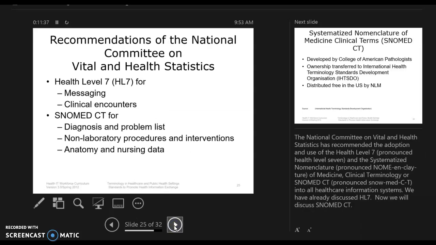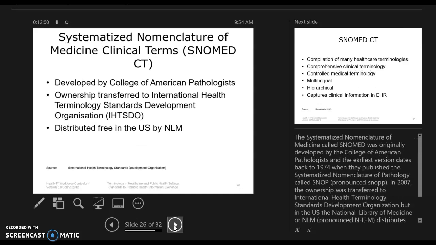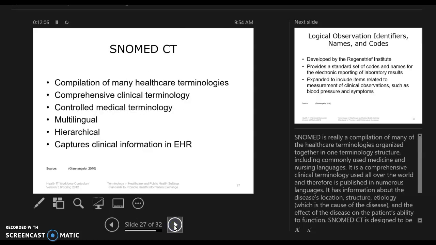We also have SNOMED, and you'll see that a lot as well, or SNOMED CT. Again, if you start getting into the nitty-gritty, working on projects where you are mapping data to collect data from many different healthcare systems using different EHRs, you will find that many times each health system will use a different set of terminologies. And SNOMED is really a compilation of many of the healthcare terminologies organized together in one terminology structure. It's commonly used in medicine and nursing.